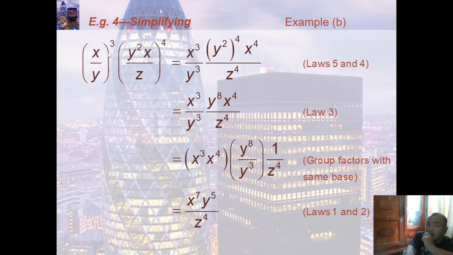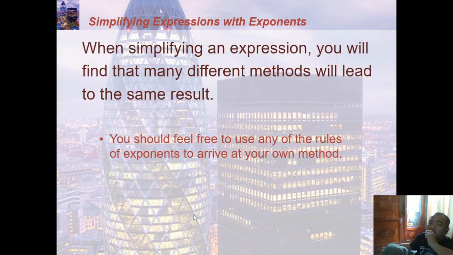And here, (x over y) cubed times (y squared x over z) to the 4th power. First, we cube x over y. That means x cubed over y cubed. Then raise y squared x over z to the 4th power. That means y to the 8th, x to the 4th over z to the 4th. Then for y, we just subtract the exponents. 8 minus 3 is 5, so y to the 5th power. For x, we add exponents: x to the 7th power over z to the 4th power. So, when simplifying an expression, you will find that many different methods will lead to the same result. You should feel free to use any of the rules of exponents to arrive at your own method.